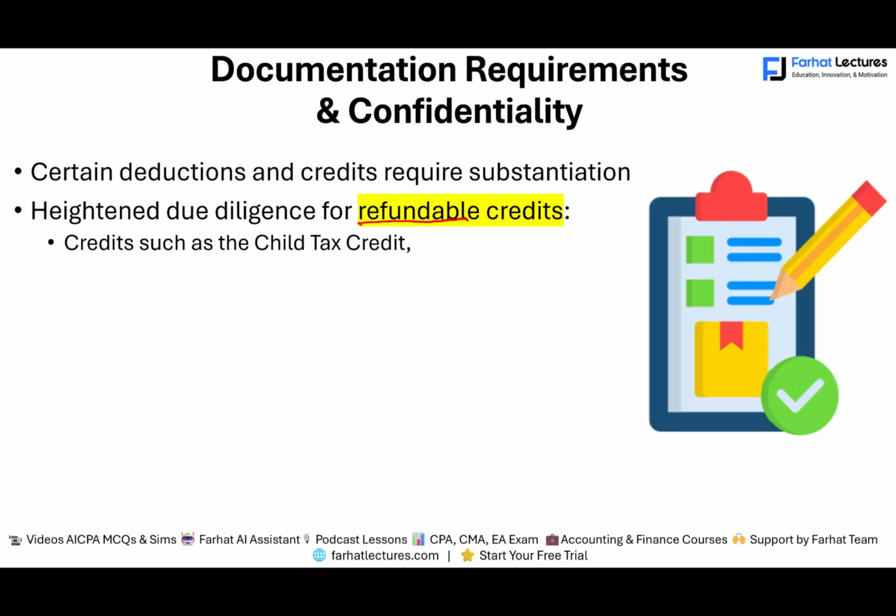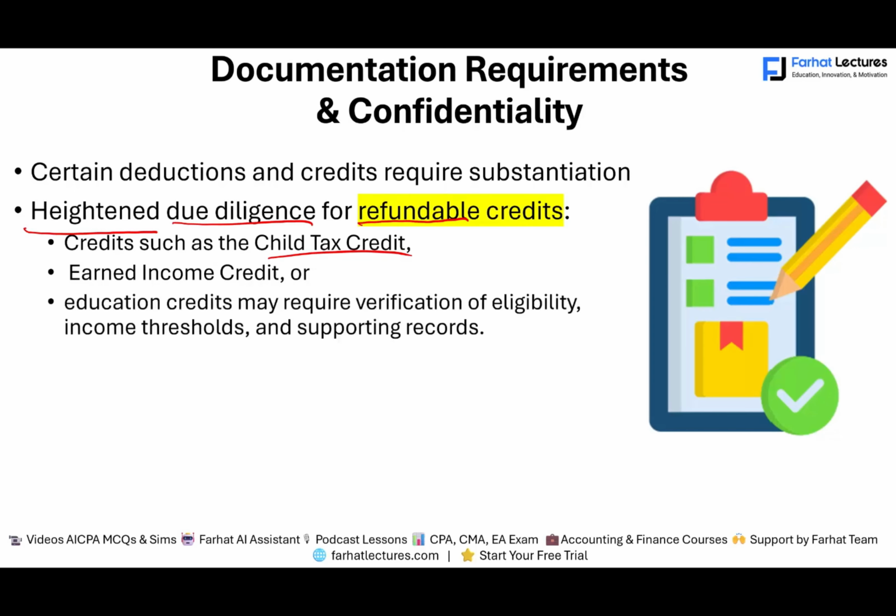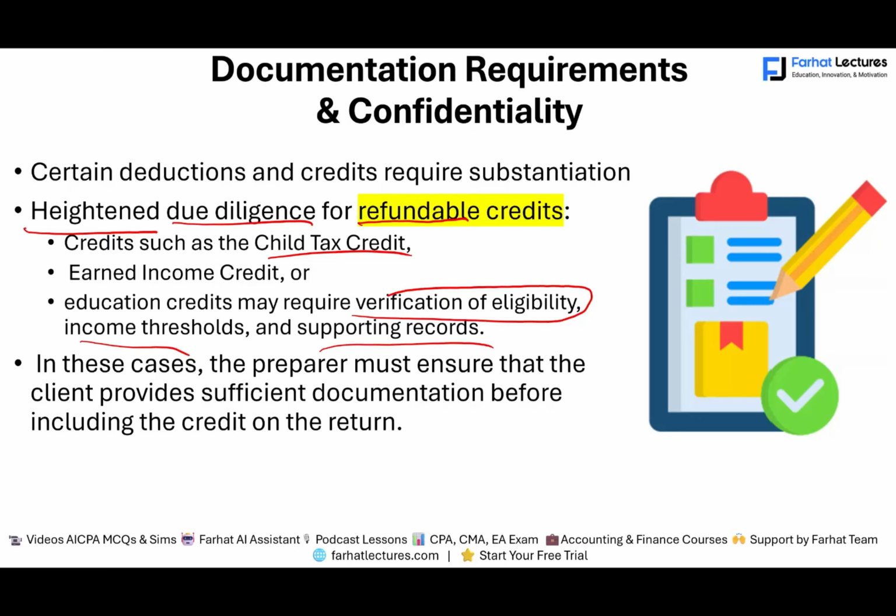And because of that, there's heightened due diligence for those types of credits. What are some examples? Child tax credit, earned income credit, or certain education credits that might require verification of eligibility, income threshold, and supporting records. Why? Because those credits are refundable credits. In the past, they were subject to abuse. In these cases, the preparer must ensure that the client provides sufficient documentation before including the credit on the return.